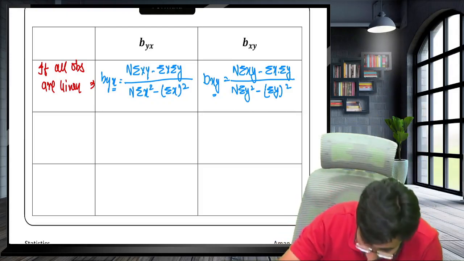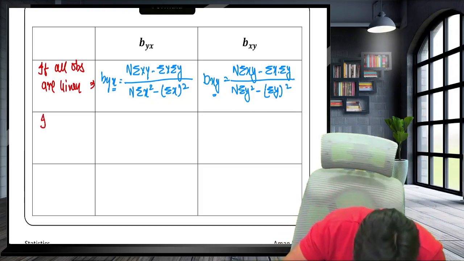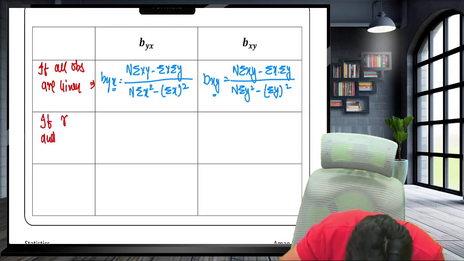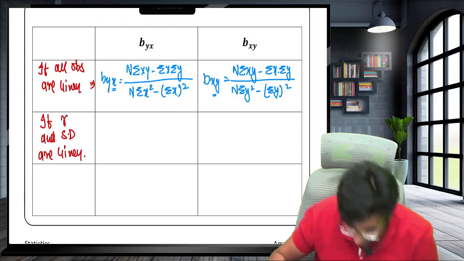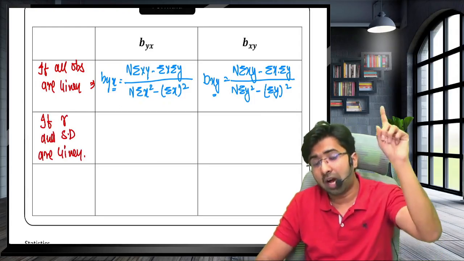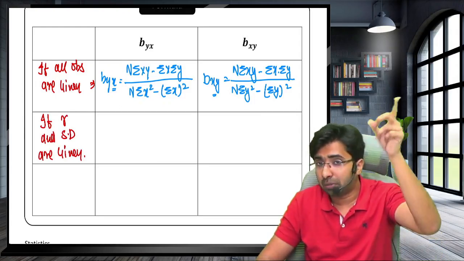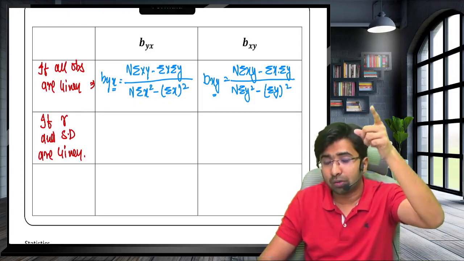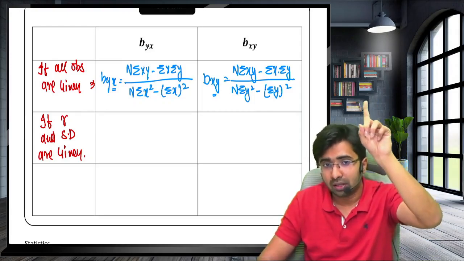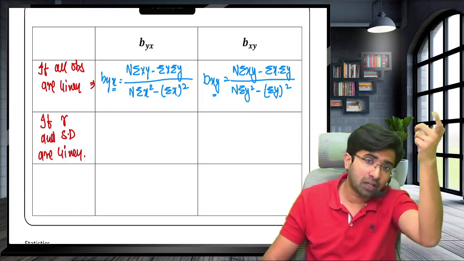Now, write down over here: if r and standard deviations are given. If r means the correlation coefficient, r, we computed it in the previous chapter, the coefficient of correlation, whose value lies from -1 to 1. If we have a value of r, can we calculate b?